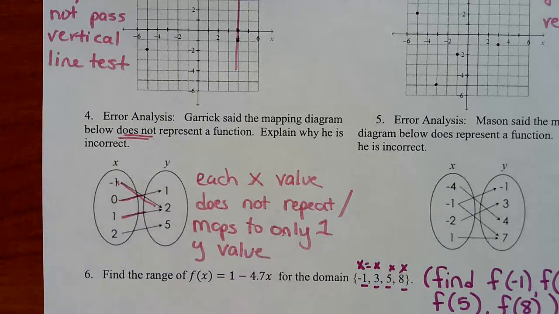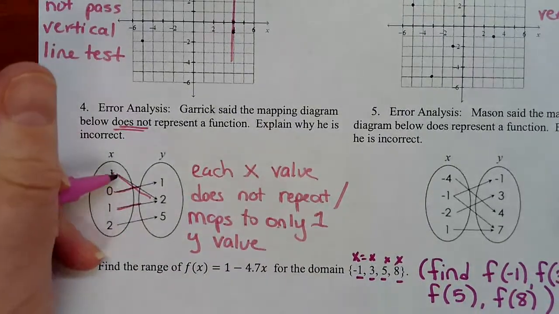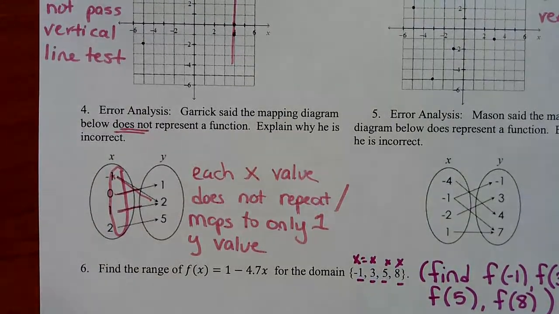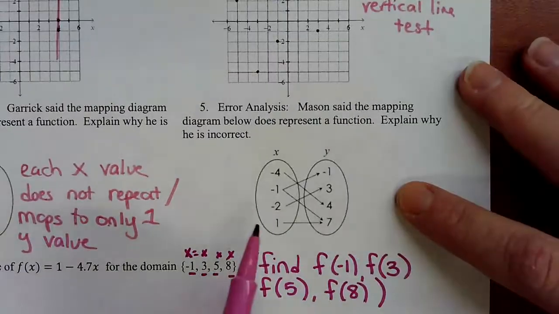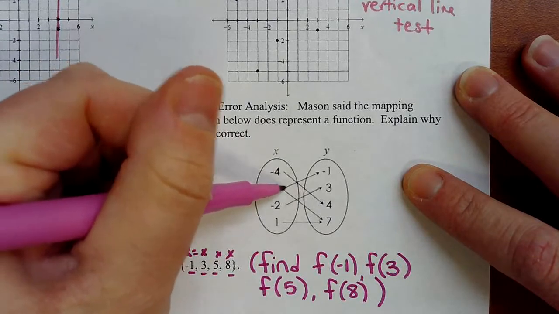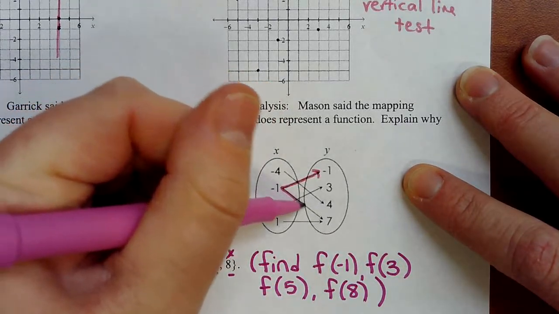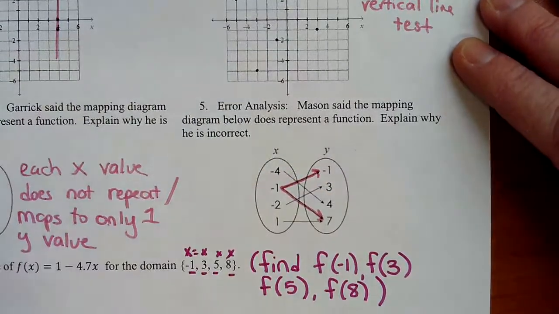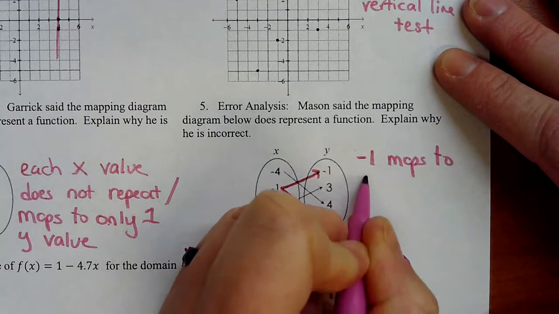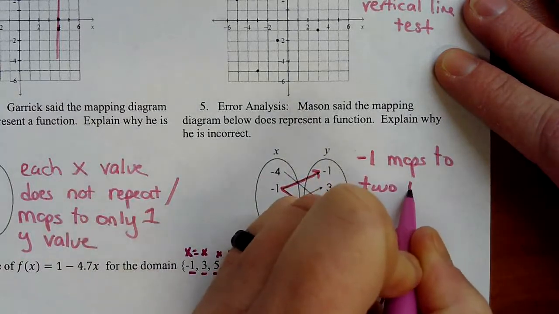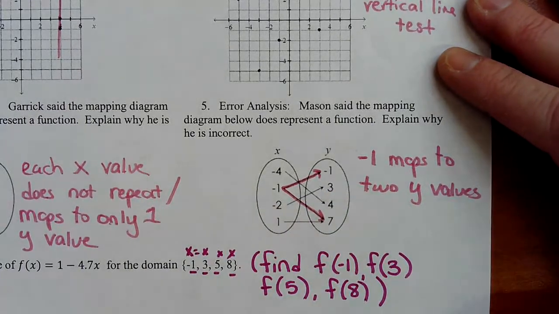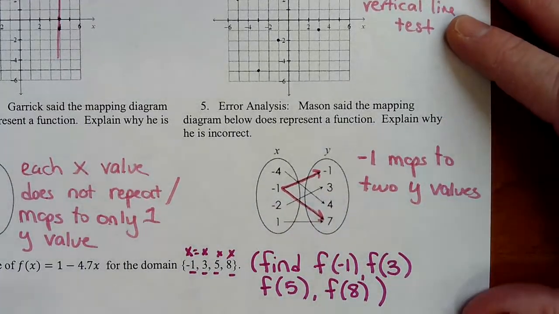Something like that would be totally fine, as long as you understand that there's only one, or you could say each x value only has 1 arrow coming out of it, which gets us to number 5. Mason said that this is a function. Explain why he's wrong. Well, the -1 here goes to -1, and the -1 goes to 7. So he's wrong because -1 maps to 2 numbers, 2 y values, something like that. Or you could even just say -1 has 2 arrows coming from it. That would work as well. So that's why he's wrong.